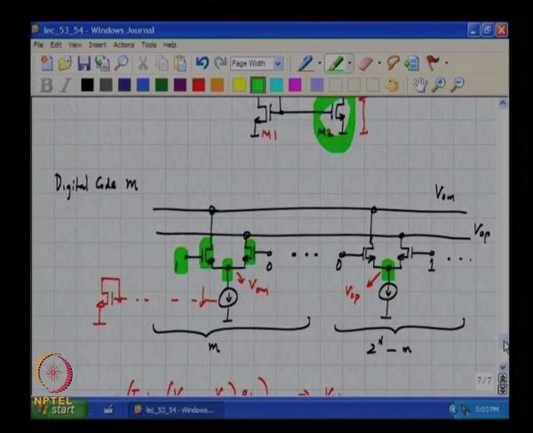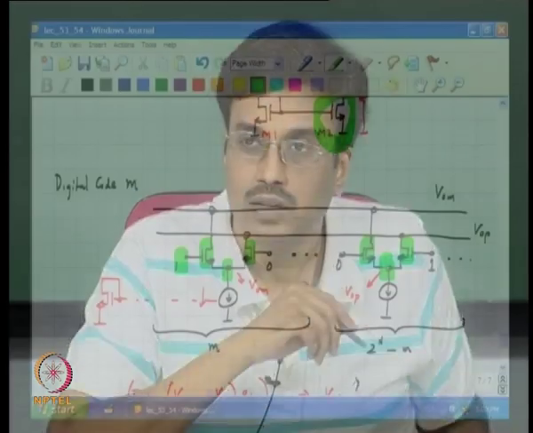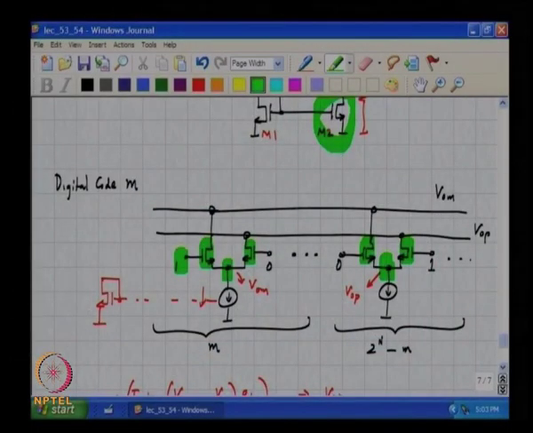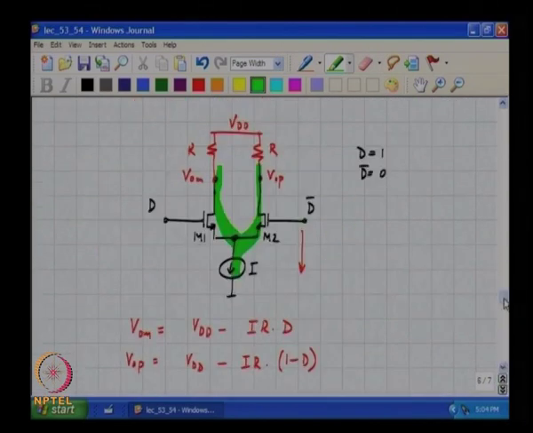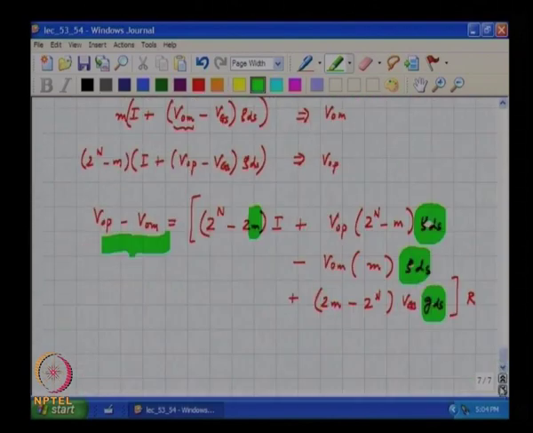One other point that I wish to make is that these transistors do not have to be in the triode region for that to happen, right. If these transistors are in saturation also, there will be a component of that voltage which will be dependent on VOP and VOM. I hope this is clear to you.